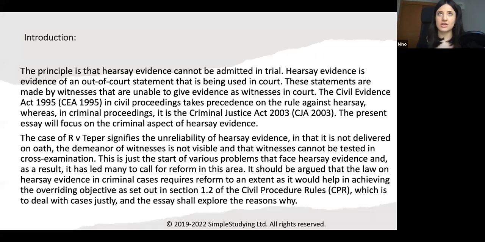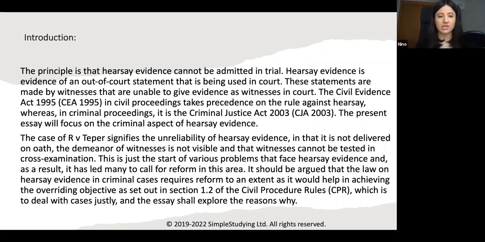So this is introducing the issue. In every essay question that you have, not just in law of evidence, but in everything, you need to introduce the main issue of the topic at hand. The main issue of hearsay evidence is that it is arguable to what extent hearsay evidence is credible. It is not delivered on oath, it is not visible, and witnesses cannot be tested in cross-examination. Those are the cons of hearsay evidence. This is just the start of various problems that face hearsay evidence, and as a result has led many to call for reform in this area.